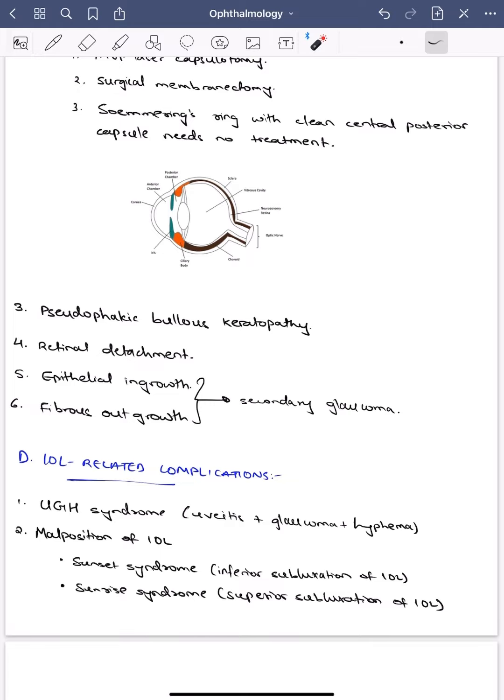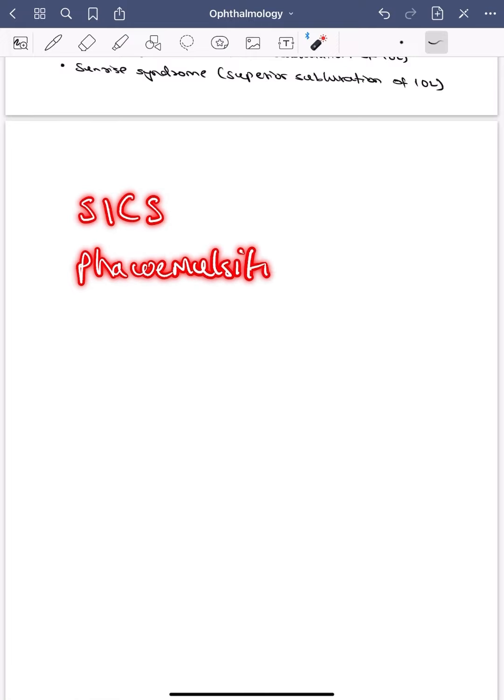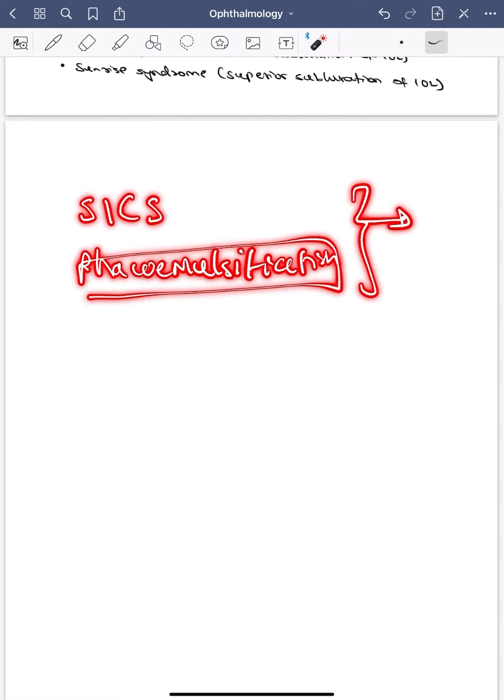So in this lecture, we've discussed the various techniques of cataract extraction, that is ICCE and ECCE, intracapsular cataract extraction and extracapsular cataract extraction. Then we discussed in detail the surgical steps in extracapsular cataract extraction via the small incision cataract surgery technique and the phacoemulsification. Then we discussed the difference between these two techniques, the advantages of phacoemulsification over SICS. Now remember, these are all commonly asked viva questions.